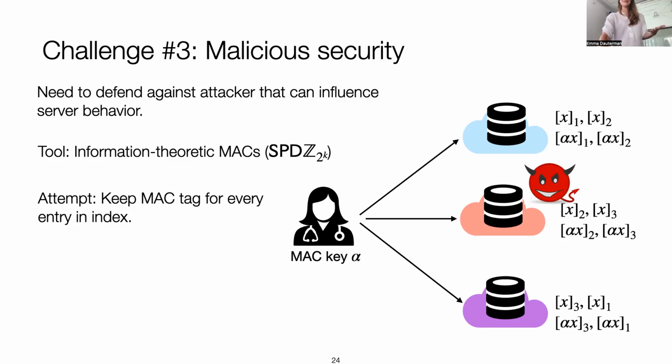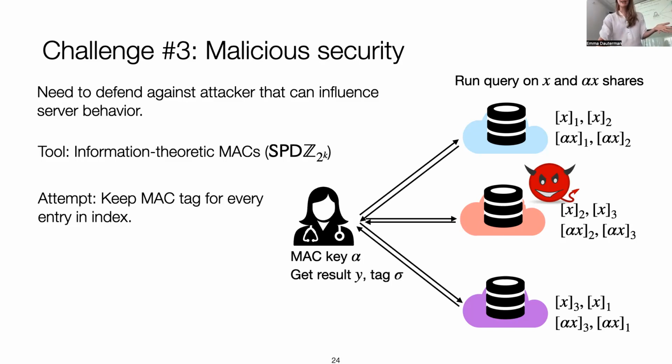The doctor will send some query. They'll run the query on both the X and the alpha times X shares. And then they'll send back values. We're going to get a result and a tag value sigma, and then check that the result, so alpha times Y, is going to be equal to our MAC tag sigma. This is a straightforward way to use MACs here to get malicious security.